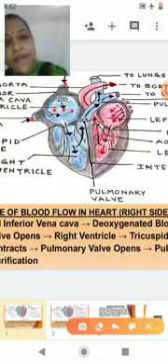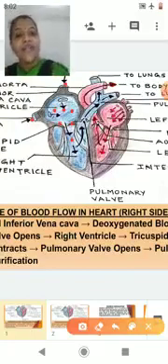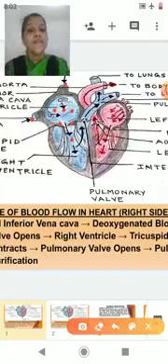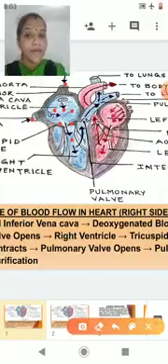The impure blood from the right auricle will enter into the right ventricle when the tricuspid valve opens. Can you see these two walls over here? Tricuspid valves. So when this tricuspid valve opens, at that time the impure blood from the right auricle will enter into the right ventricle. Now the right ventricle will get totally filled with blood. At that time, what happens to the tricuspid valve? It will close.